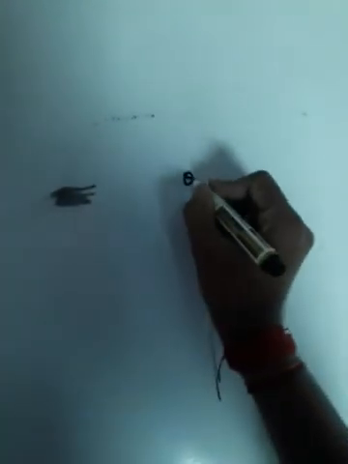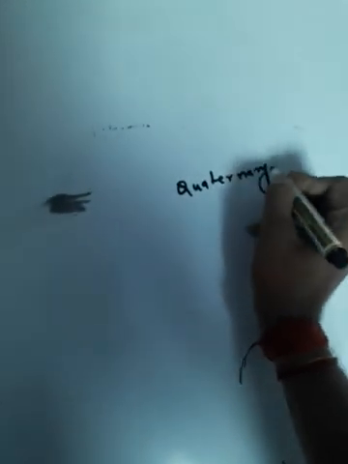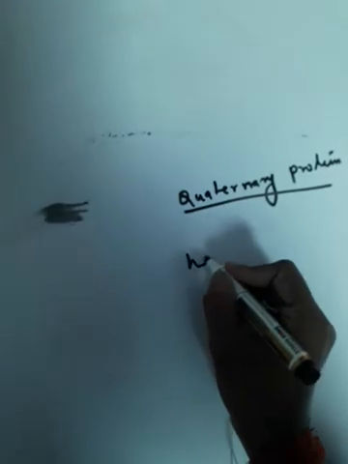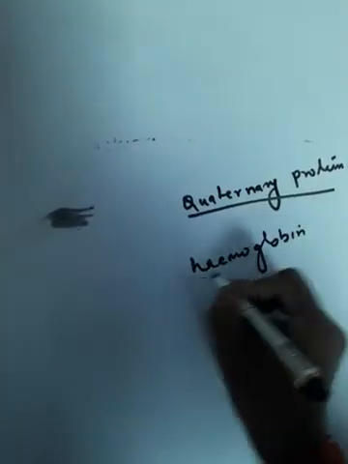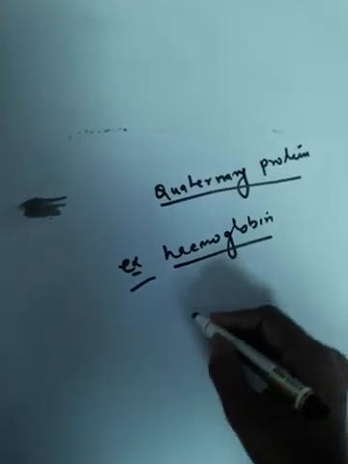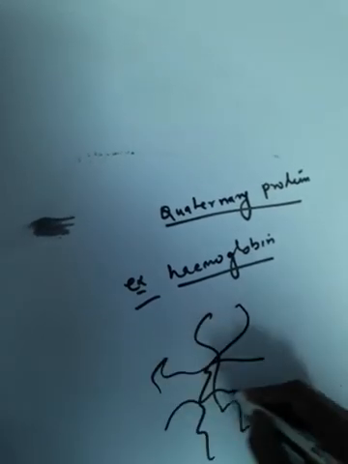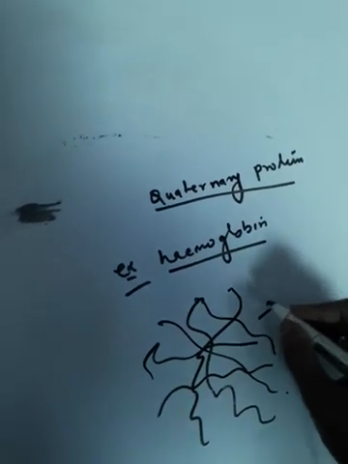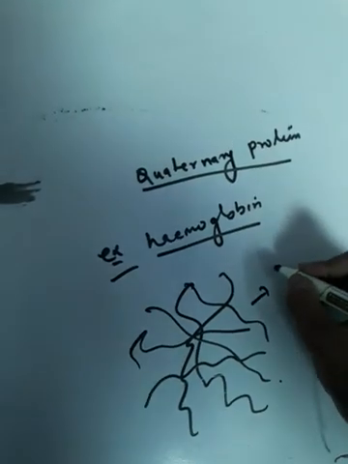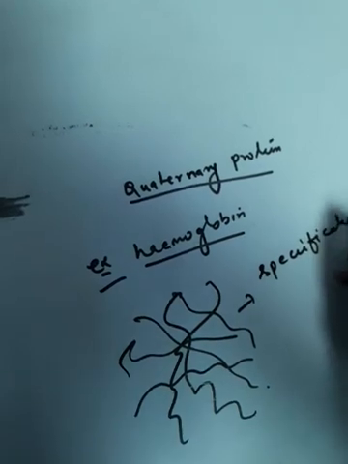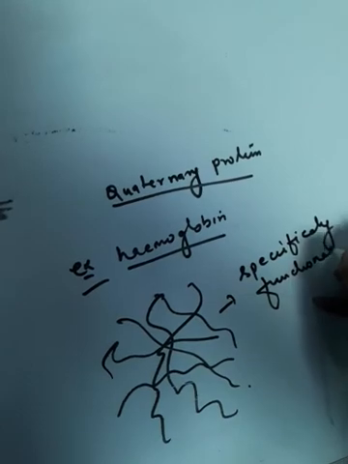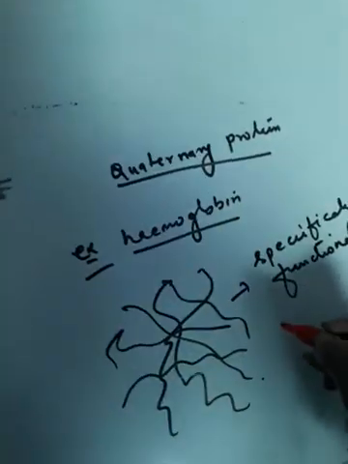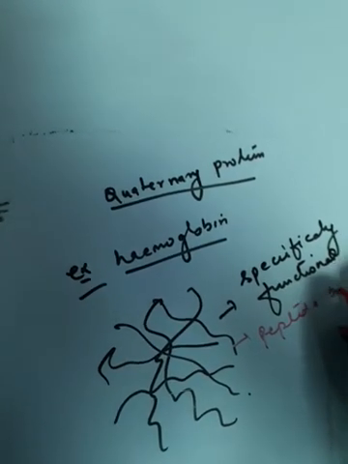The remaining is the quaternary structure of protein. The best example of quaternary protein is hemoglobin. It is similar to tertiary proteins, with polypeptide chains like that. Its characteristics are that it is specifically functional, and a peptide bond is present.